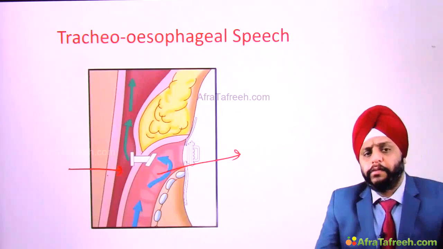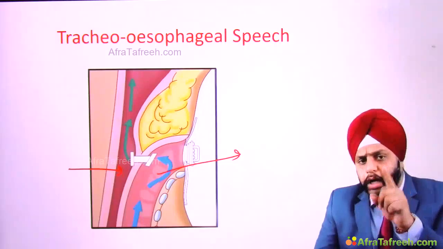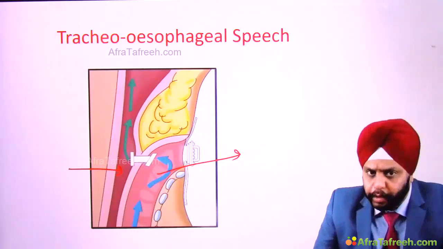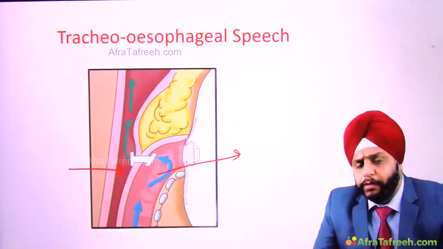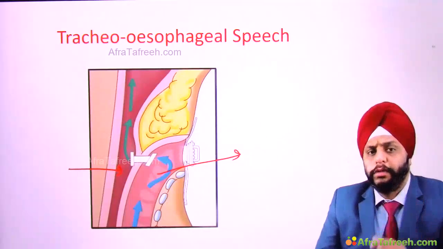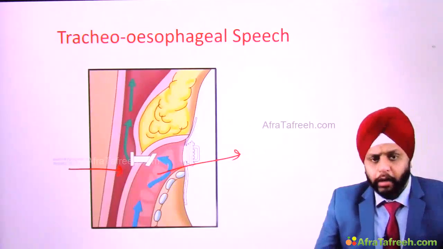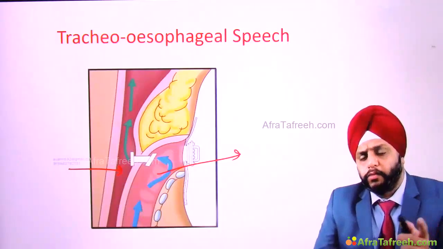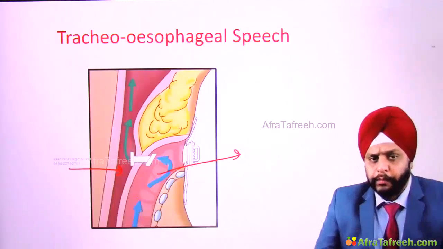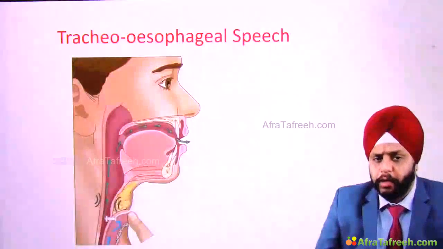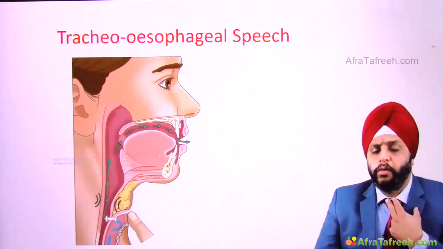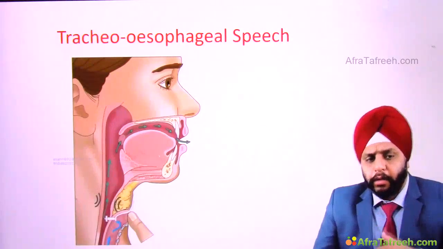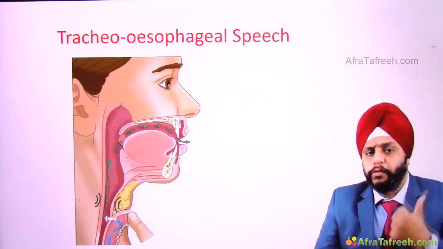Now, what is the function of this prosthesis? It does not allow any food or water, any liquid to come from the esophagus to the trachea. But it allows the air to go from the trachea to the esophagus. So it allows only the air. Air is allowed, but food and liquid are not allowed from the esophagus into the trachea. It's a one-way valve. So now when the patient wants to speak, what will he do? The patient takes a finger and closes the tracheostome. Now what will happen? The air starts going from the trachea to the esophagus.